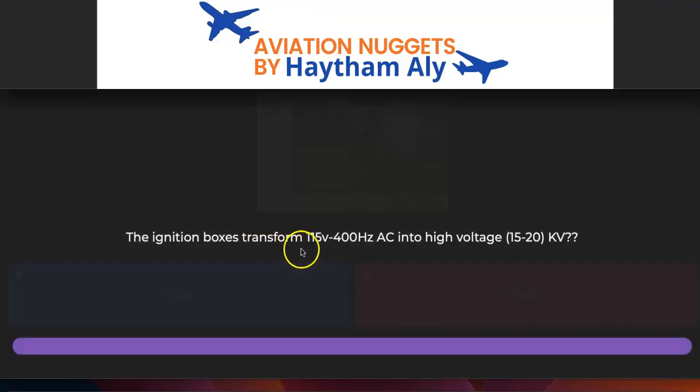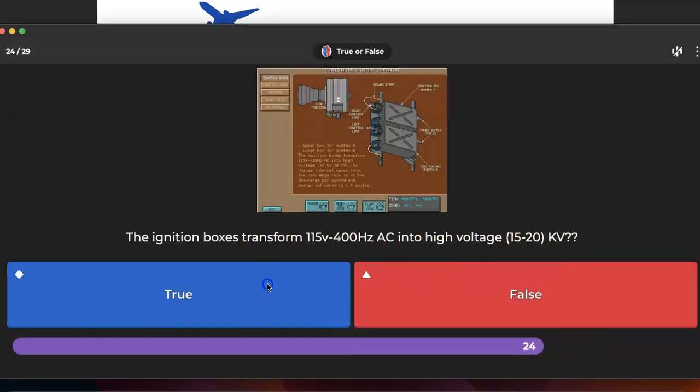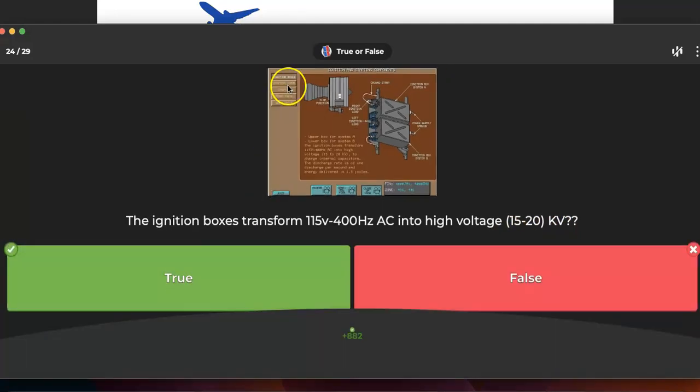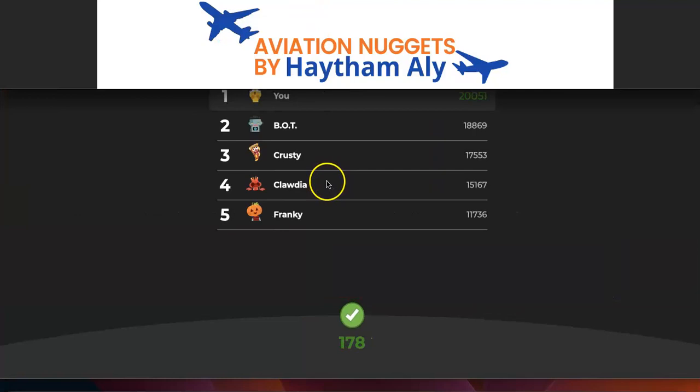The ignition boxes transform 115 volt 400 Hz AC into high voltage, 15 to 20 kilovolt. Yes, this statement is very true. It is the function of the ignition box.